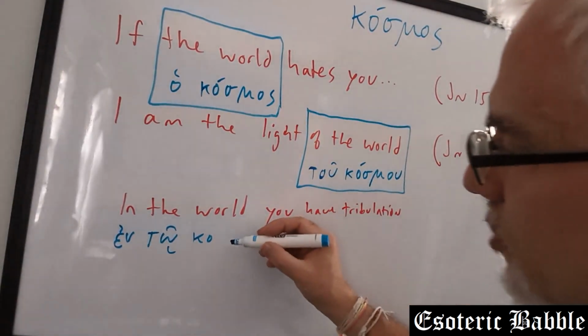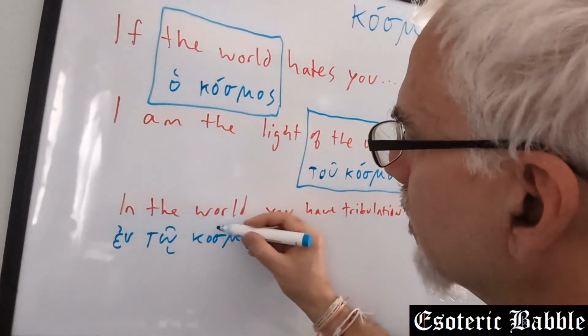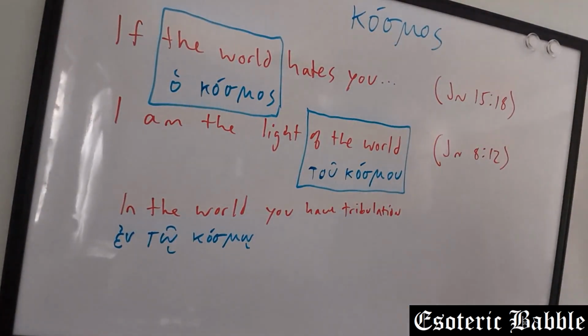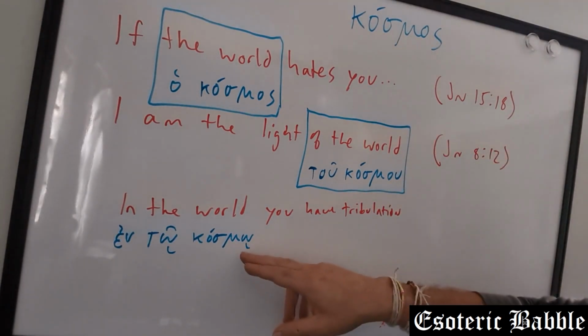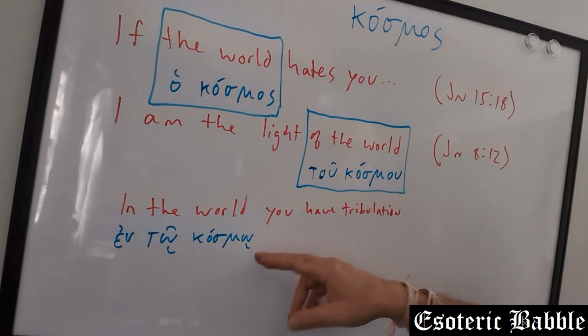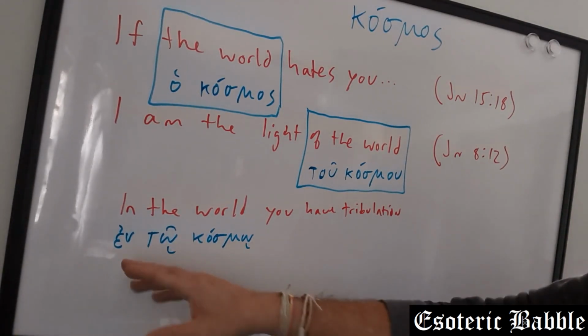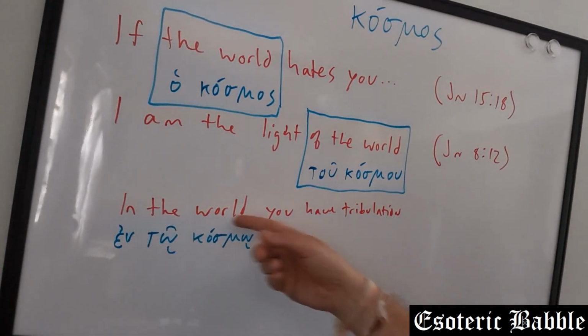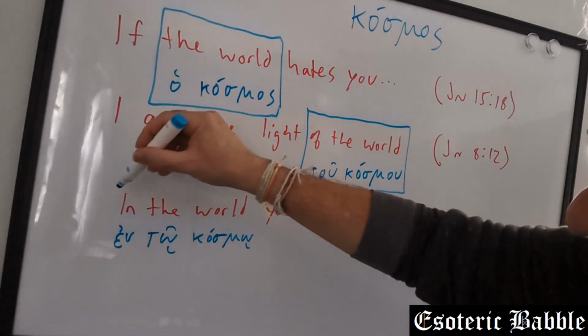This is still easier than me trying to type it on the keyboard, though. Ἐν τῷ κόσμῳ, en tō kosmō. So here, once again, the form changes. The ending is an omega with the iota subscript. That was in the last part of the alphabet video. So this is what we get when we use this preposition here. In the world, en tō kosmō, you have tribulation.